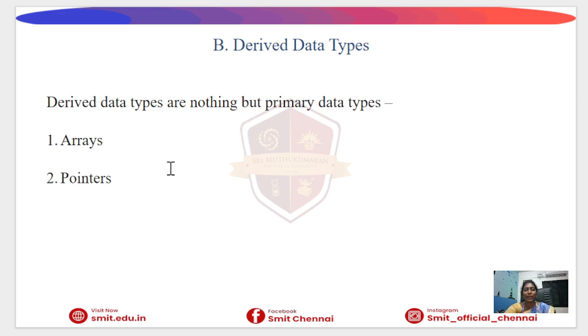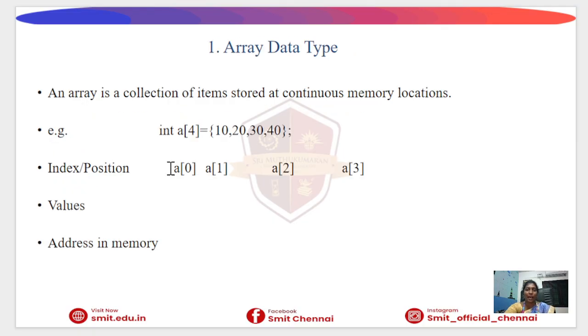So it can be classified into two types: arrays and pointers. They help in handling multiple values and memory addresses. What is an array? An array is a collection of similar data stored in continuous memory locations. For example, if we initialize int a[4] = {10, 20, 30, 40}.